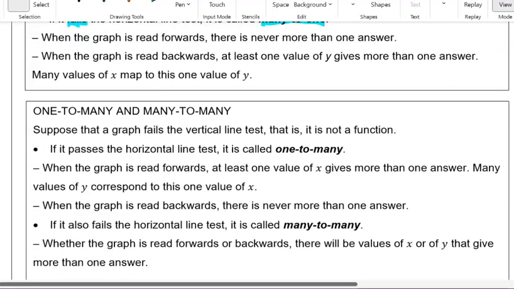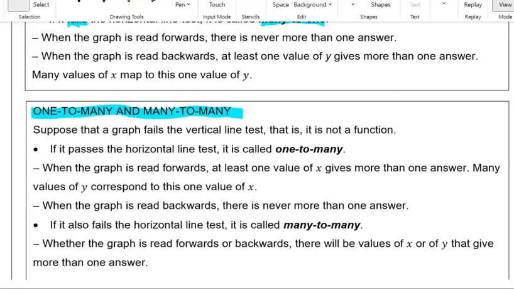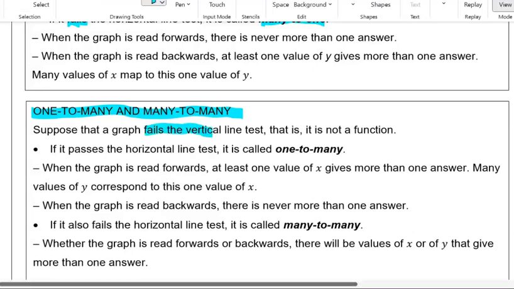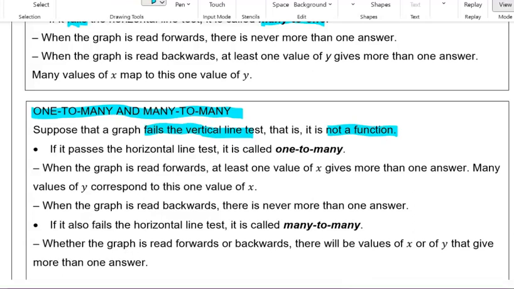Okay, so the next one is one-to-many. This type of graph will actually fail the vertical line test, so it's not a function. It's what we call a relation. We don't use that word very often, but we know it's not a function. So if it fails the vertical line test, but it passes the horizontal line test, we would say it's called one-to-many. In this case, many y values correspond to one x value.